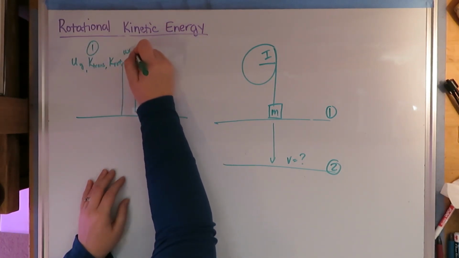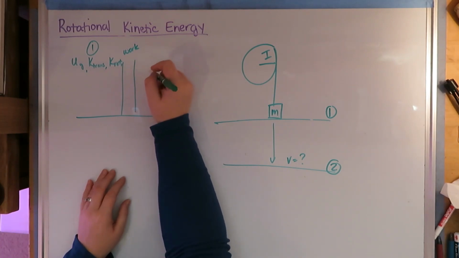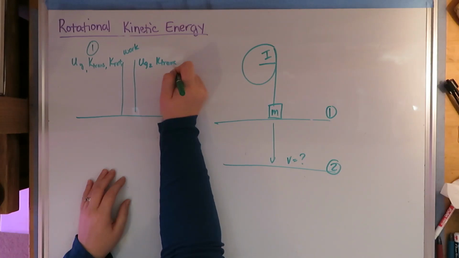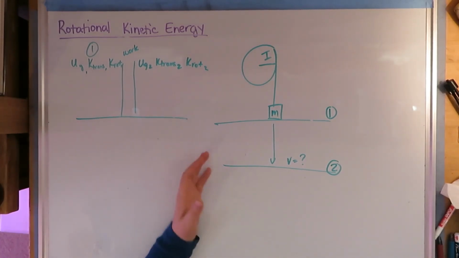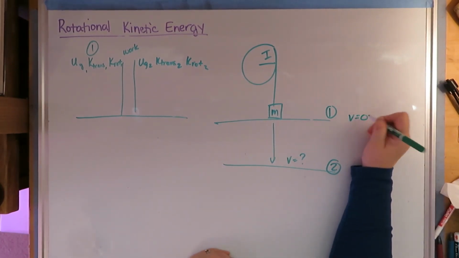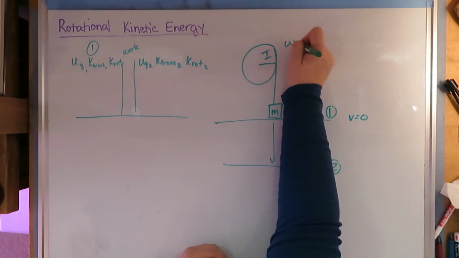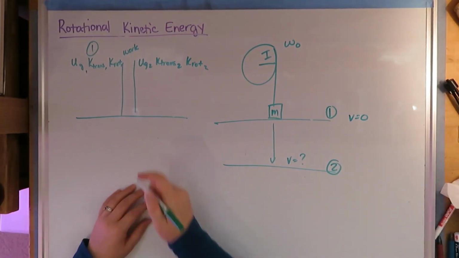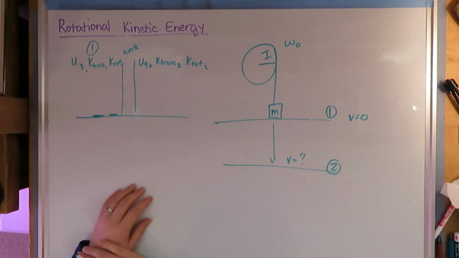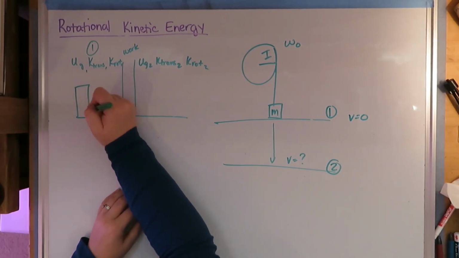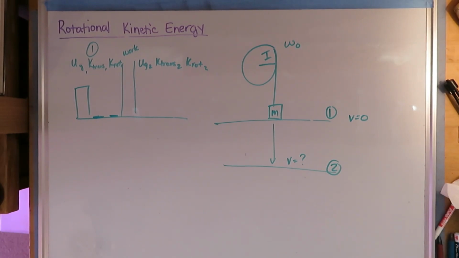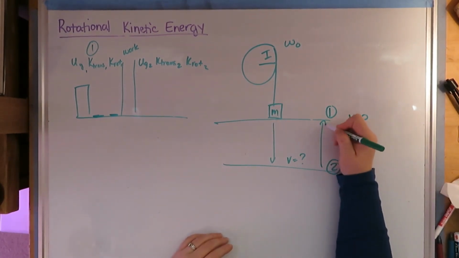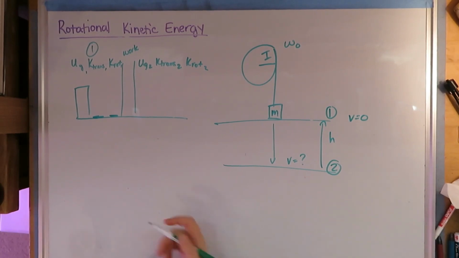And then work could be done. So we could actually analyze work for situations. And then you could have potential energy, translational kinetic energy, and rotational kinetic energy at position 2. So if we look at this situation, if we assume that this starts at rest, and that this starts with an initial angular velocity of 0, then both of these are 0. But you're going to start off with some amount of gravitational potential energy, based on the height that this block is above the ground. So it is at a height h.